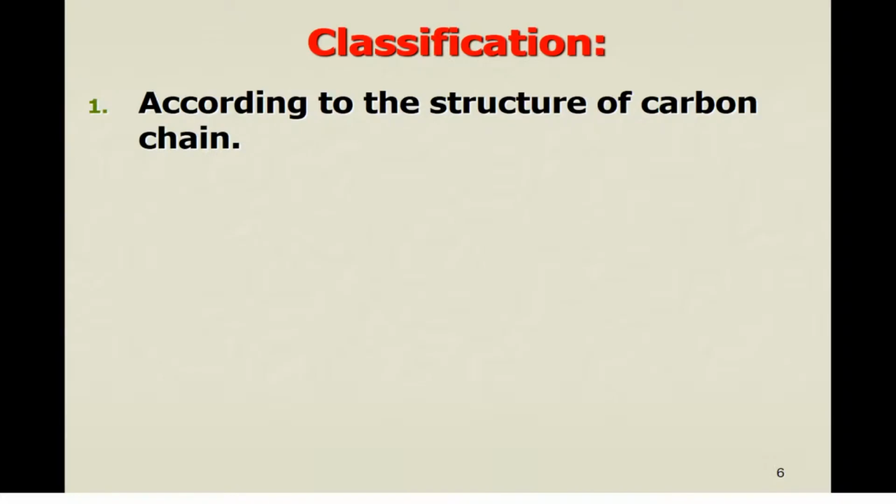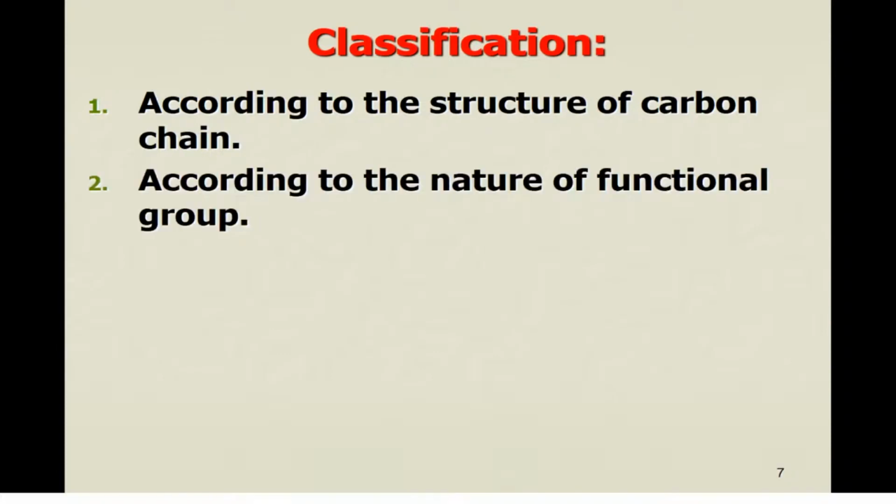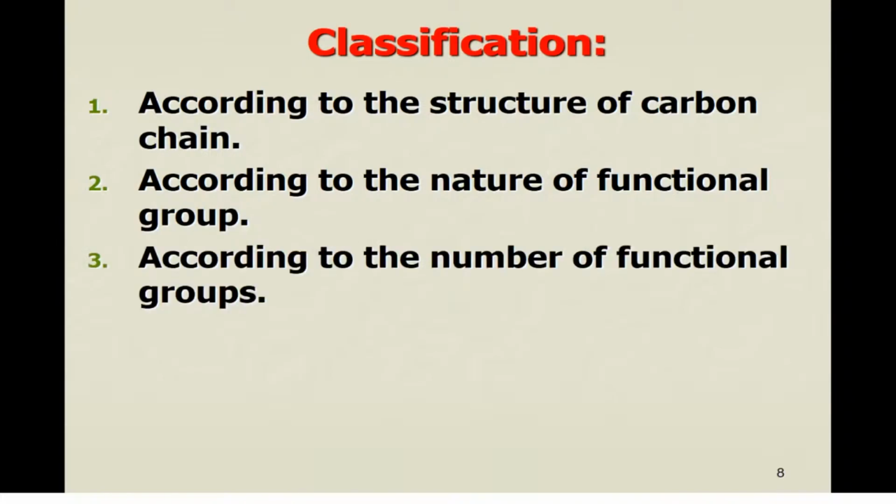Because of classifications we can divide this huge number of compounds into smaller parts with similar chemical and physical properties and rules they follow, and then we can understand why they follow these rules. So the first, easiest classification is according to the structure of the carbon chain. I will tell you more exactly later. The second is according to the nature of the functional group, which is very important.